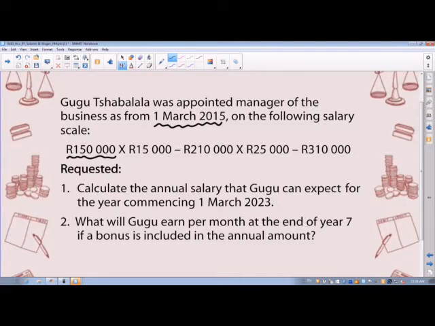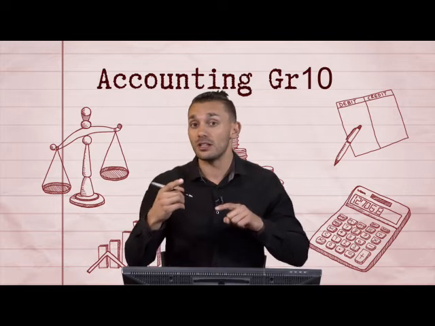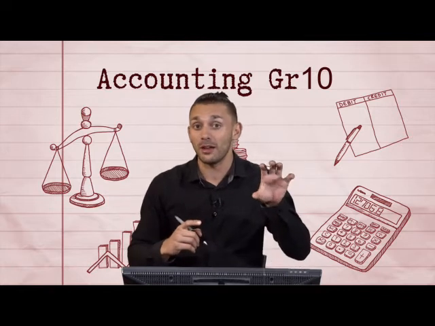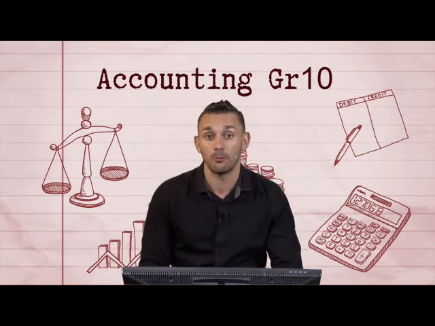Now I have 2 questions for you. Number 1, calculate the annual salary that Gugu can expect for the year commencing the 1st of March 2023. So that's quite in future, right? And then number 2, what will Gugu earn per month at the end of year 7 if a bonus is included in the annual amount? So that's a tricky one. Remember, we have 12 months a year, but if she receives a bonus, how many months will we then have to divide the yearly salary for the 7th year by? Hopefully I gave you a good clue. I'm giving you 3 minutes to quickly complete both questions.